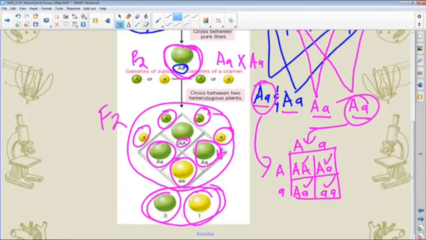So, we have heterozygous. Let me change the color here. We have a heterozygous, we have a heterozygous, we put het. Okay, yeah, we have a homo, and yeah, we have a homo. Can you see how that works? Okay, now, I know that seems difficult, right? It's not as bad as you think.